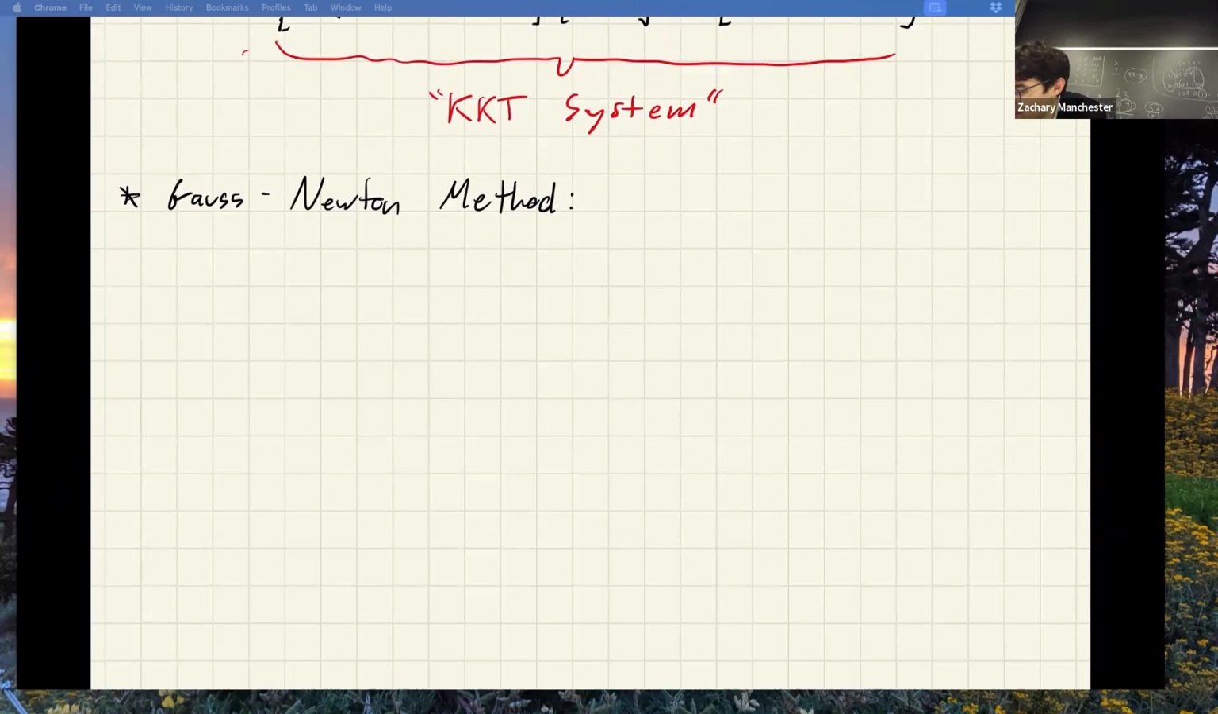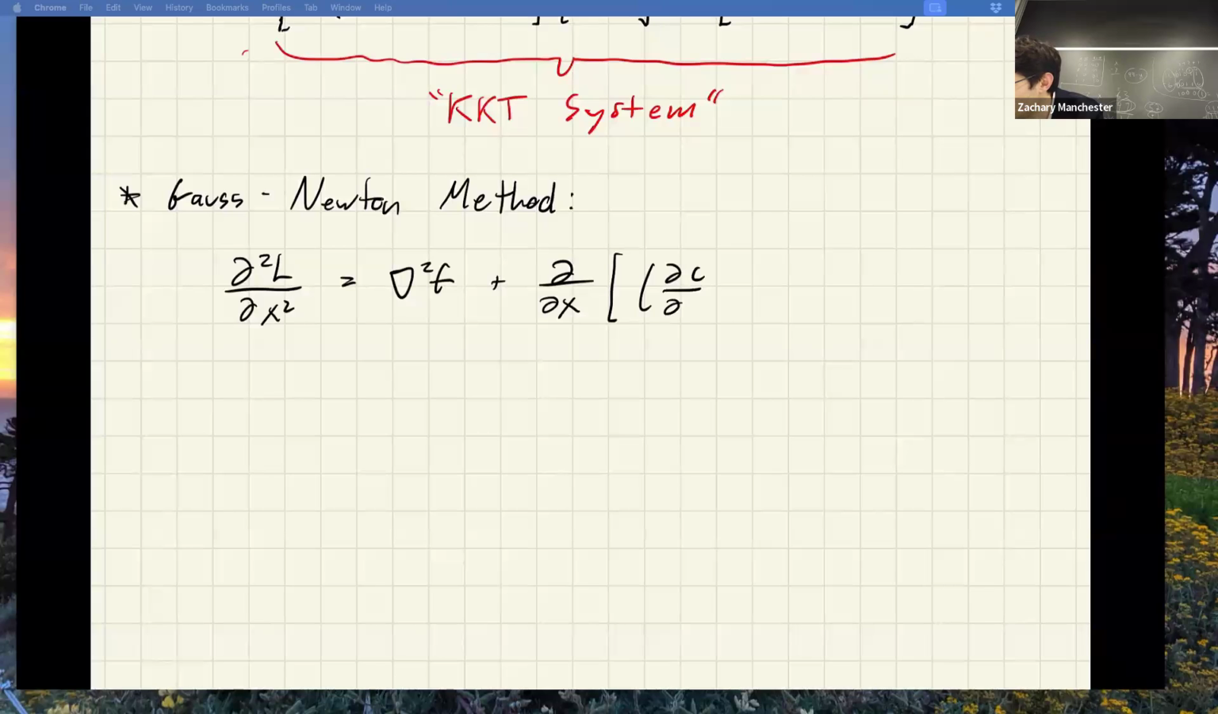Okay, cool. So here's where that shows up. If I look at that Hessian, the d squared L dx squared term, it's equal to the Hessian of f plus this extra second derivative term of the constraints that looks like this: the partial with respect to x of dc dx transpose lambda.